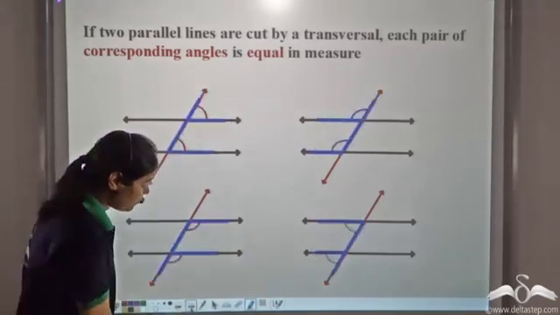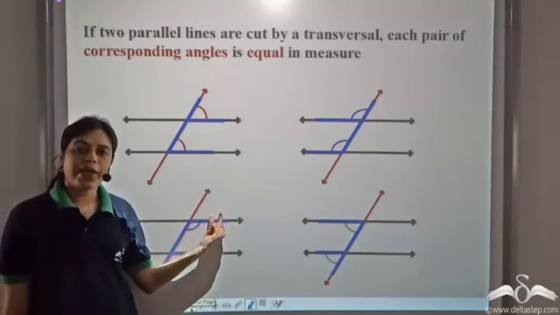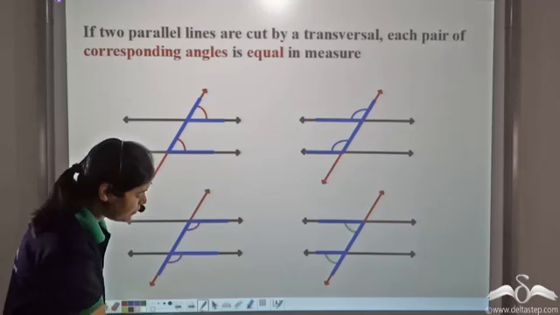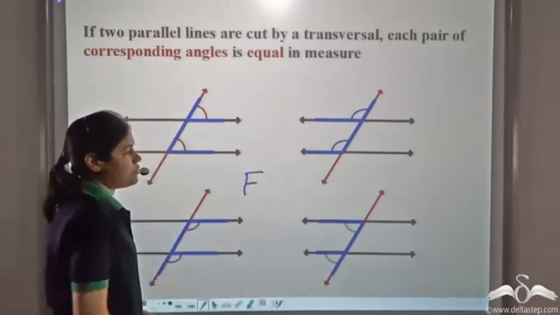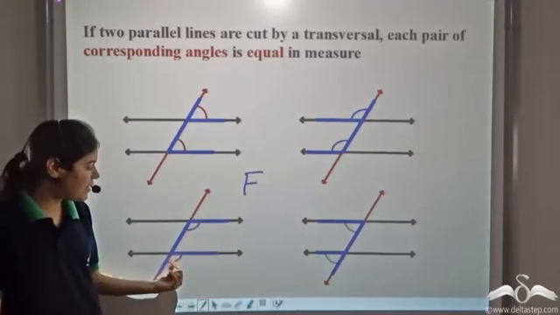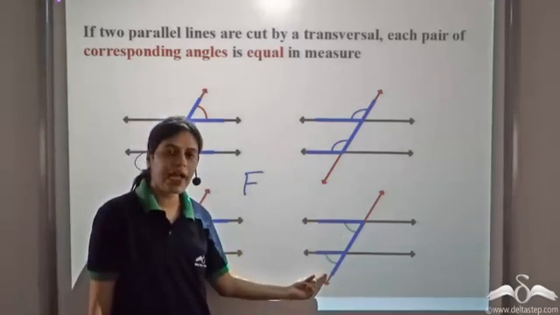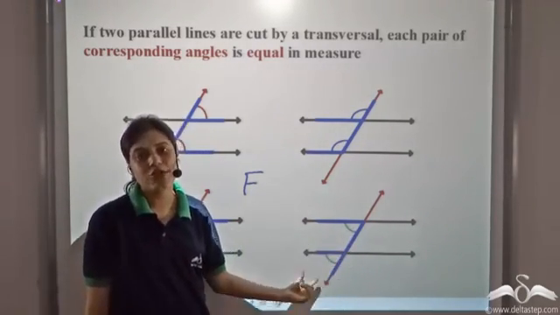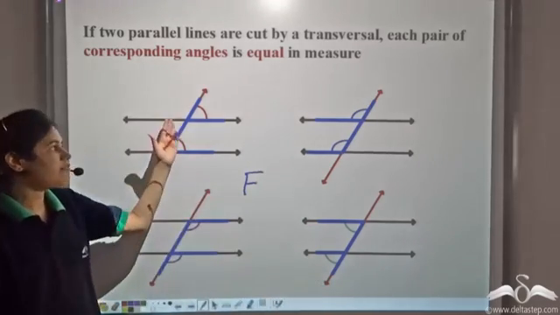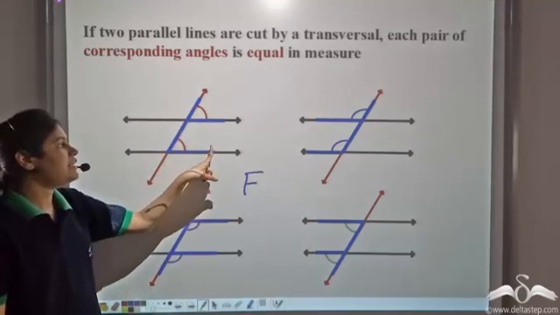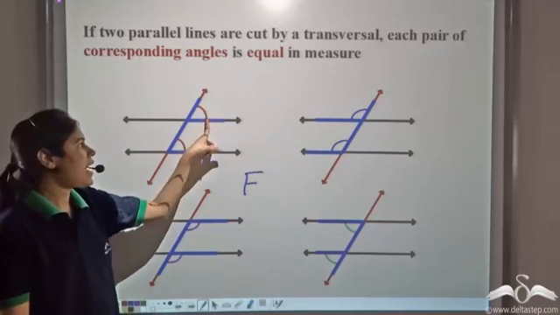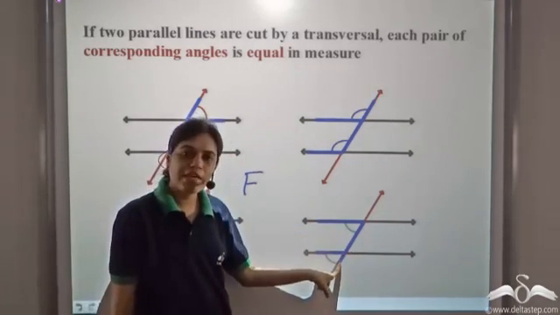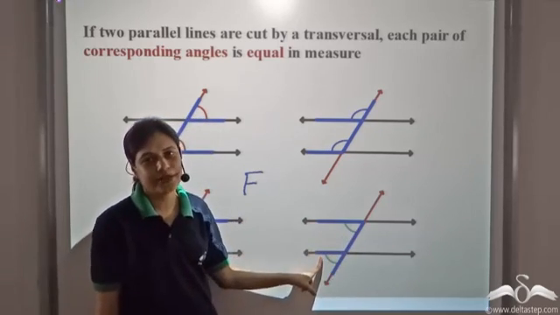So if we can find a pattern indicating an F shape, we can understand that the angles formed are the corresponding angles, and the corresponding angles are equal in case of parallel lines. So if we have 2 parallel lines, we can find the F pattern, and the angles formed in this F pattern are the corresponding angles, and they are equal.